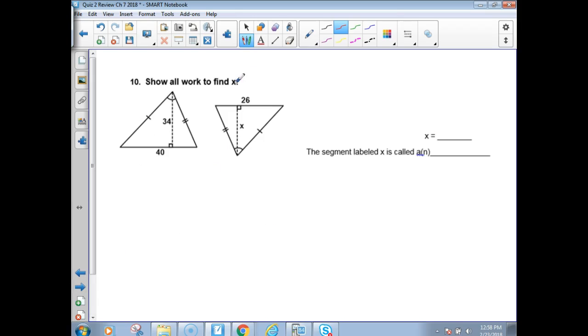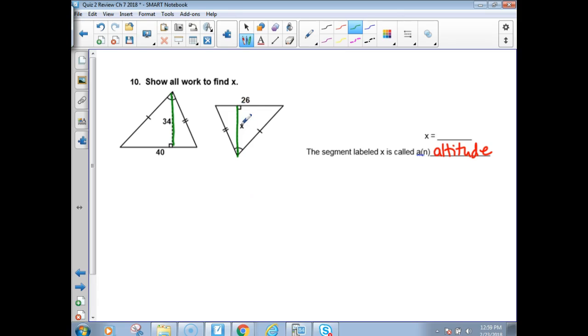And number 10, this is a segment that is coming from a vertex and is perpendicular to the side opposite that vertex. That would be an altitude. It's the tallness of the triangle. All right, we have looked at these repeatedly. Now, you can say in two triangles, the altitudes are proportional to the sides.